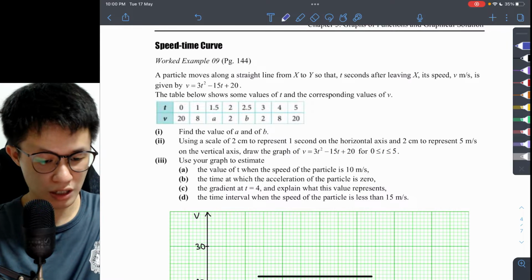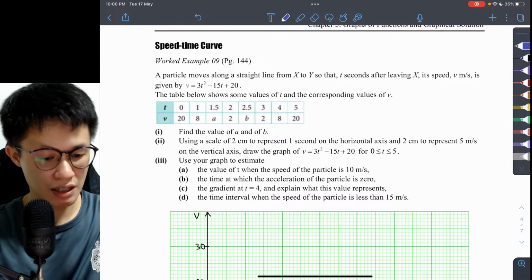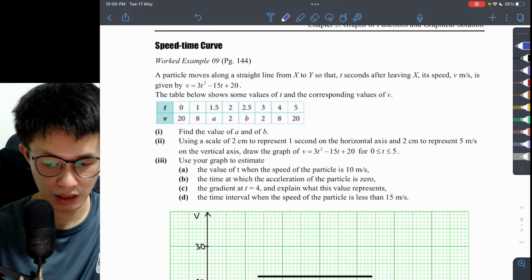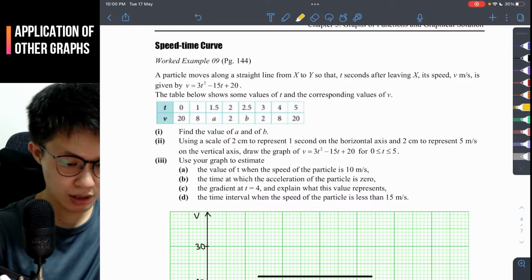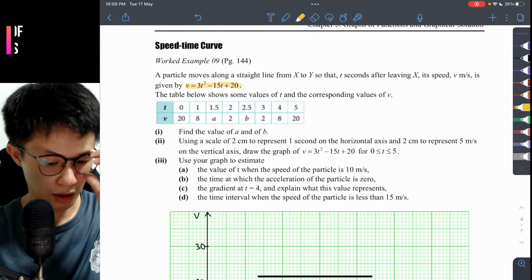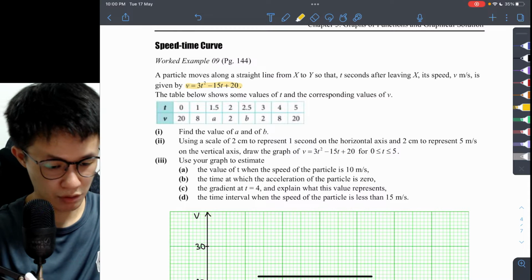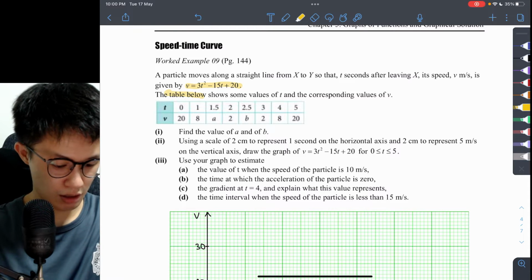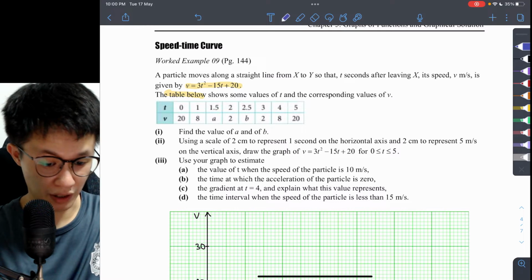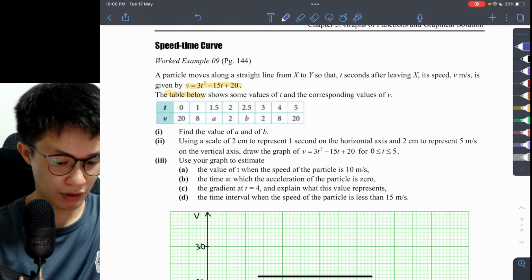A particle moves along a straight line and its speed is given by the function v equals 3t squared minus 15t plus 20. So in this case, it's great, we have a function, and we tell you a table of values. So the table below tells us certain things. With a table, this gives us a lot of advantage, in fact. So the first step is to find a and b.